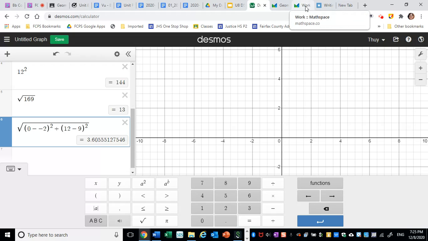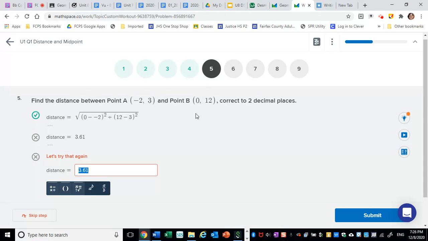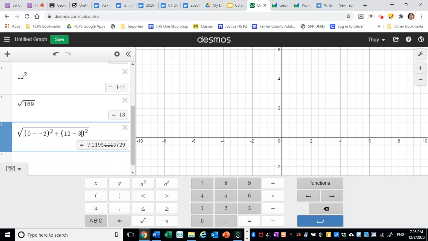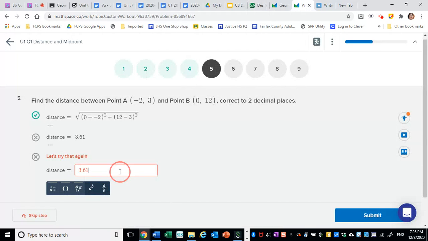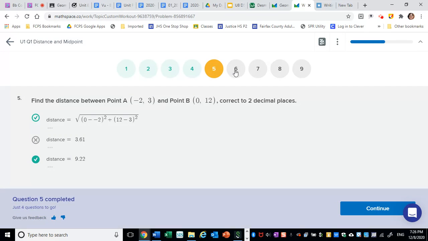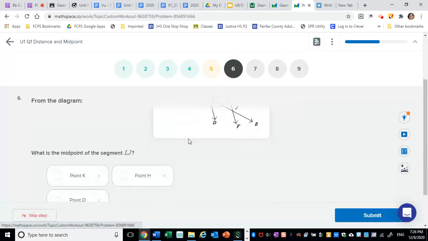Okay, and then go back here and check. 2 squared, right? Plus 12 minus, 12 minus 3, not 12 minus 9. So that's why. Okay, so this number is 3, not 9. Okay, so 9.219, but because the third decimal is 9, you round up to 9.22, right? 9.22 here, and then submit. Yep. So next one, 6.